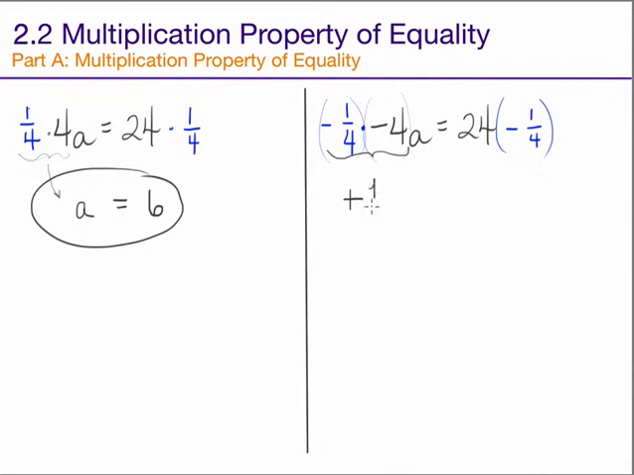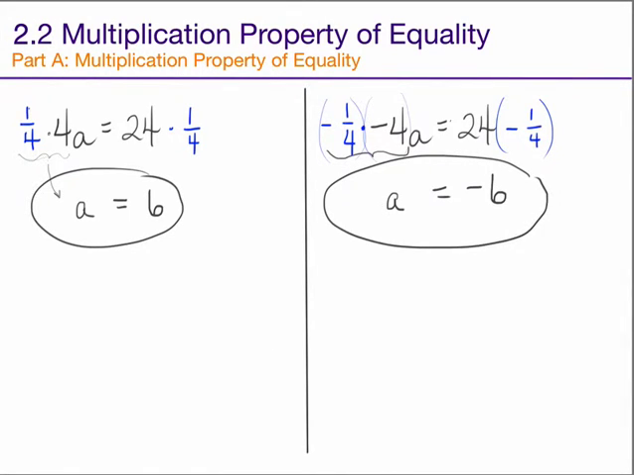1/4 of 4 is 1, times a, equals a. A positive times a negative is a negative, and 1/4 times 24 means 1/4 of 24, and that's still 6. The only difference is that because I multiplied by a negative 1/4, I ended up with a negative 6. I don't need a positive sign, and I don't need a 1. So my answer is a equals negative 6.